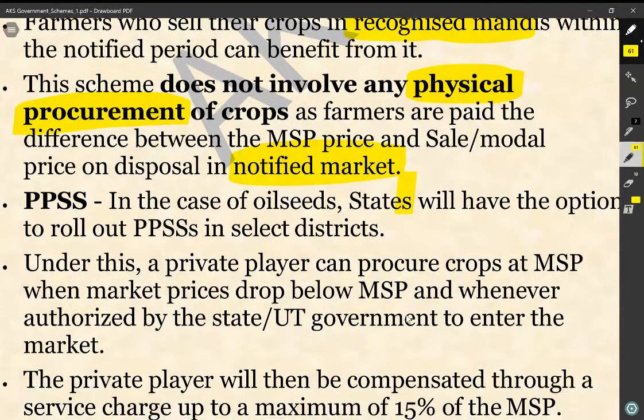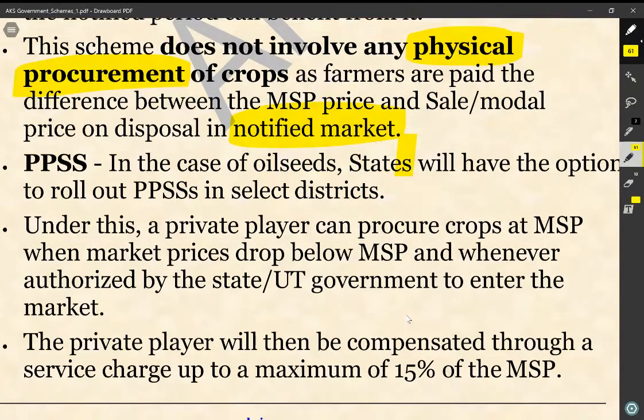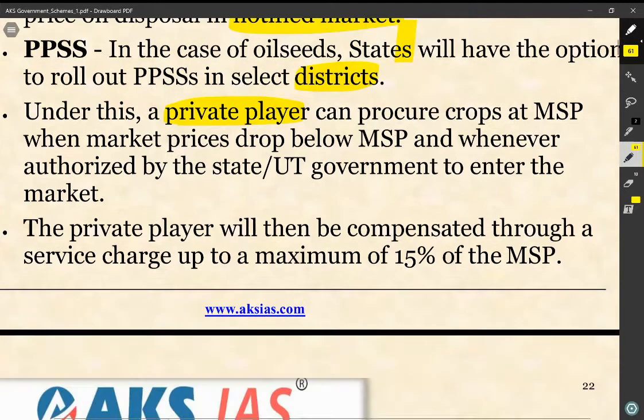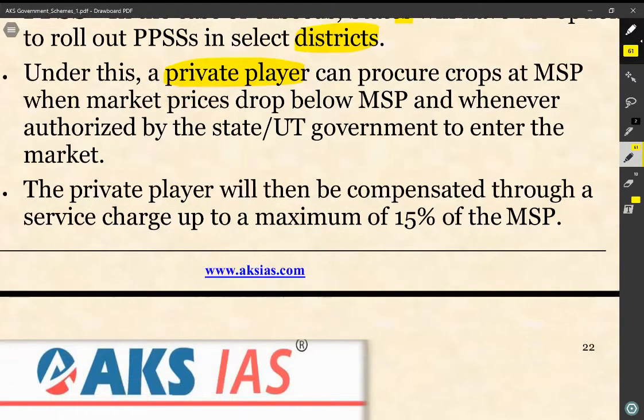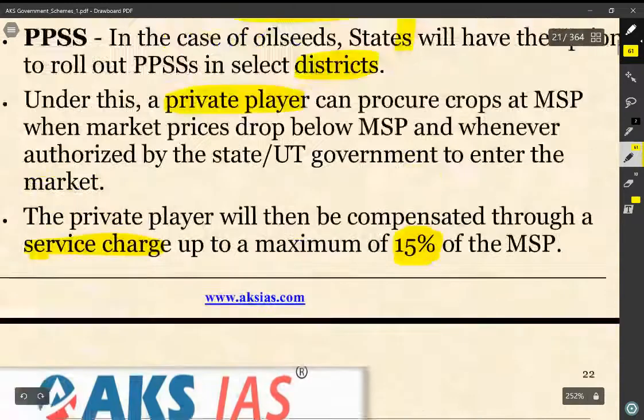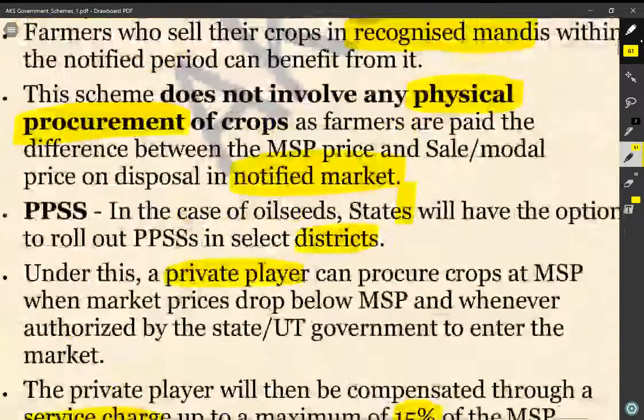Then the PPSS. In the case of oilseeds, states will have the option to roll out the PPSS in select districts. Under this, a private player can procure crops at MSP when the market price drops below the MSP and whenever authorized by the state or union territory government to enter the market. A private player will be compensated through a service charge up to a maximum of 15% of the MSP. This is how the private players are also incentivized to take part in the procurement of crops at MSP.